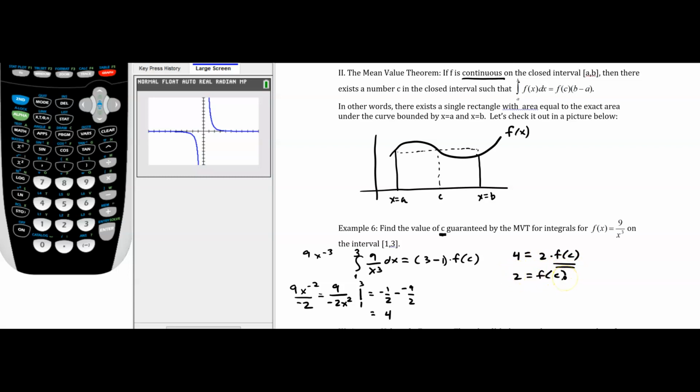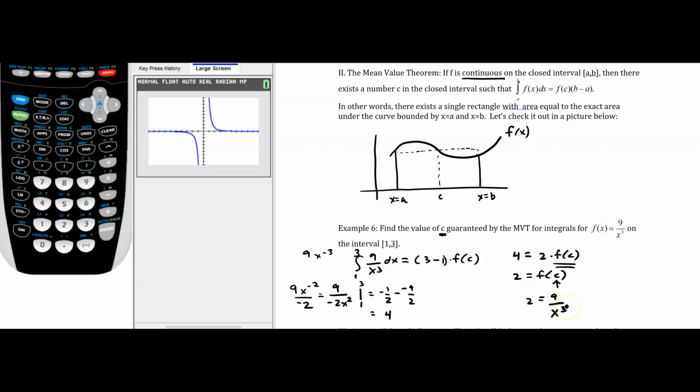But I didn't want the height of that single rectangle. I wanted the x value in the interval from 1 to 3 that would produce that rectangle that would ultimately have the exact same area as the net area bounded by my function and the x-axis from 1 to 3. So if we want to know the c value when my y value is equal to 2, what we would do here to finish this question out is we would plug 2 in for y into the original problem.